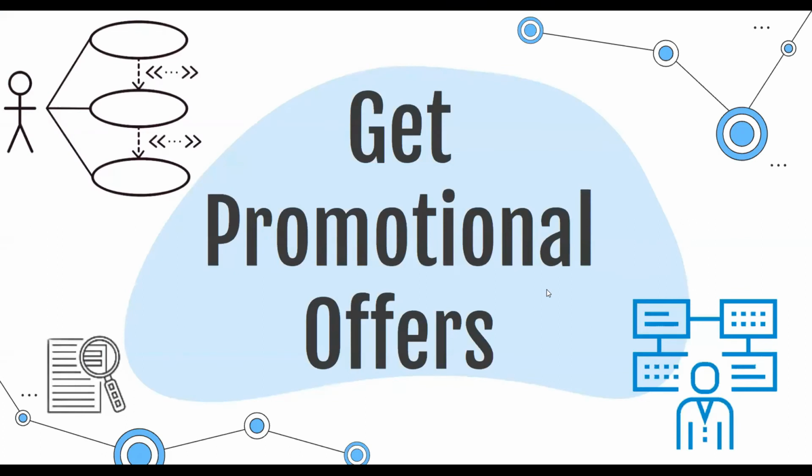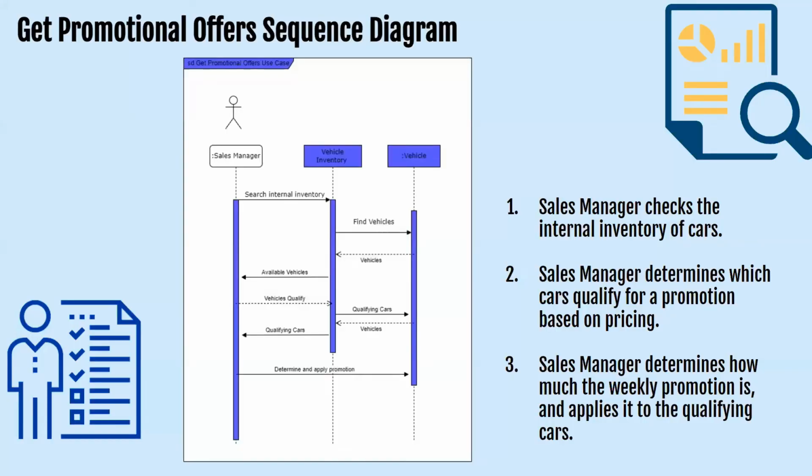Following up on the make transaction sequence diagram, we will now talk about the get promotional offers sequence diagram. There are multiple steps in the get promotional offers sequence diagram. The main actor will be the sales manager, who will be interacting with the vehicle inventory system, as well as the vehicles inside that inventory.